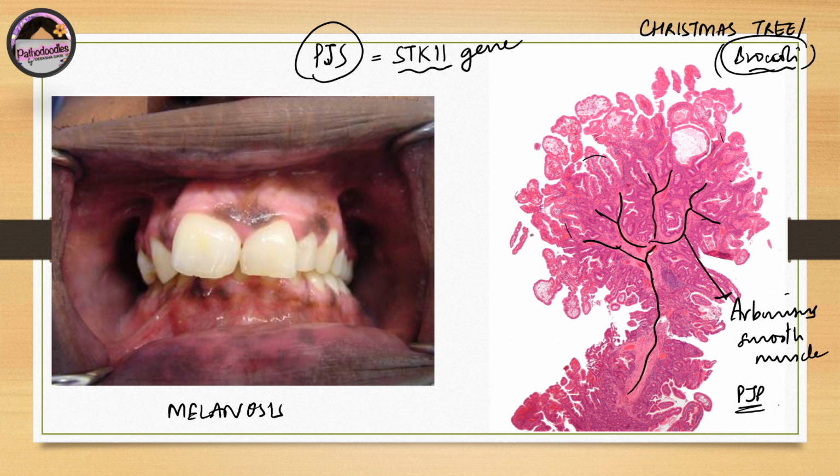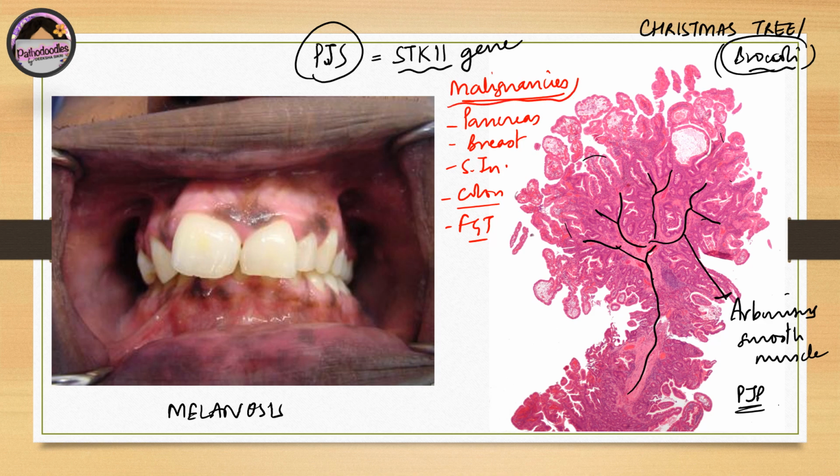Now, as I'm sure you will recall, malignancies have been seen in this syndrome classically in pancreas, in breast, in small intestine, in colon. So these are some of the very classical places, even in the FGT, female genital tract. So as I mentioned before, syndromic hamartomas can have increased risk of malignancies.